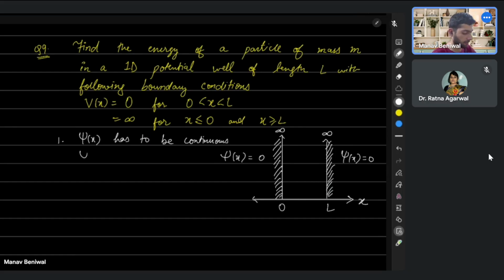Which means that when we put x as 0, it will be 0, and when we put x as L, again it will be 0. So this comes from boundary conditions, right? And the fact that psi of x has to be continuous. So these two things tell us that psi is 0 at the boundaries. Okay.